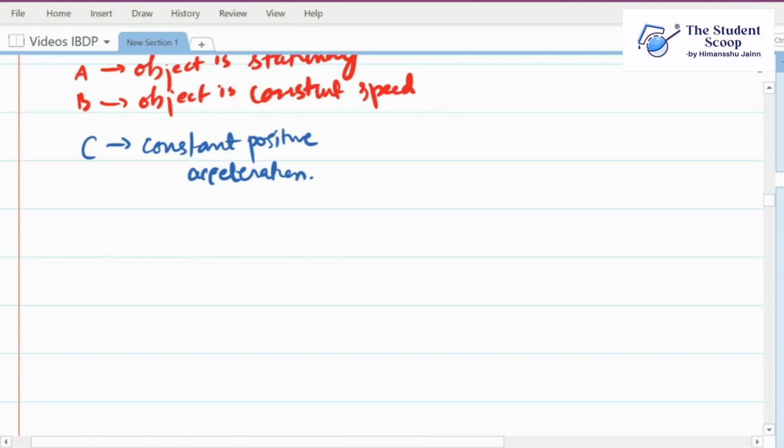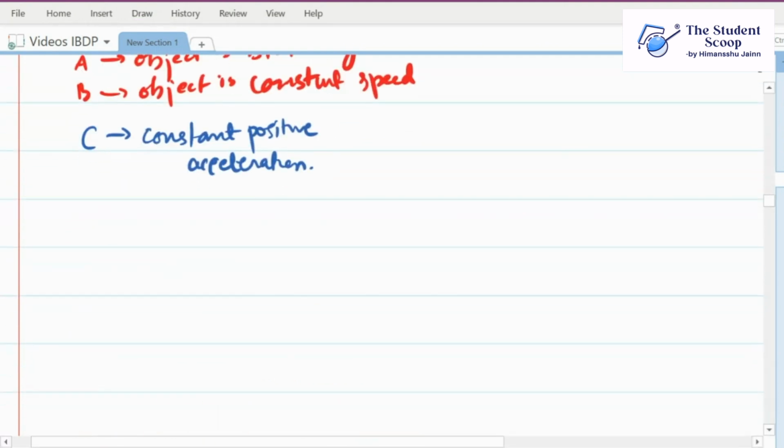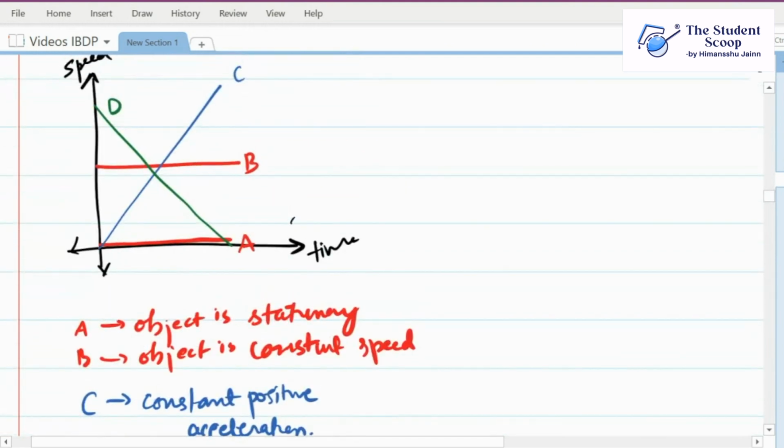Similarly, you can have something like this, which can cause speed from a certain point to come to 0. Let this be D. So D represents constant negative gradient or negative acceleration. So these are the scenarios that are possible here.